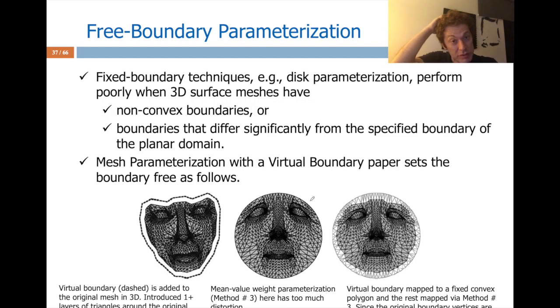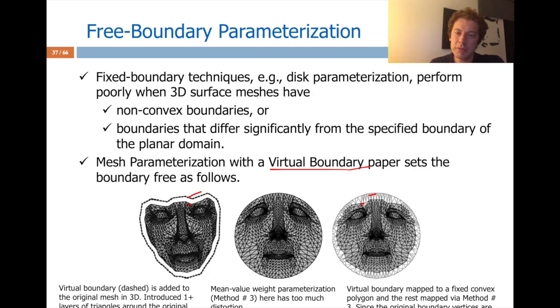Basically, this paper I found recently was about virtual boundaries. So the idea is cool, not the best idea ever, but it's a good idea. So this is the boundary of the face, right? If I fix it to a disk, as we have done before, and I let the interior find its way, then there will be distortions. The eyes are not that good, right? So the solution is put a virtual boundary around it and map this virtual boundary. So fix that virtual one to a disk and also add a layer of maybe one or two layers of triangles between this virtual and the actual boundary. Then what happens is this actual boundary becomes interior in this case. So it is kind of free in this domain. And that is the idea.